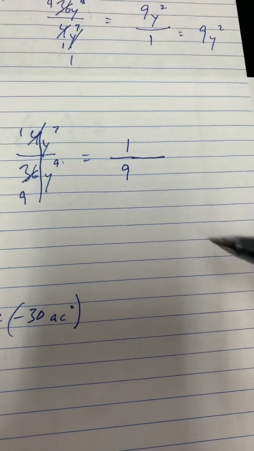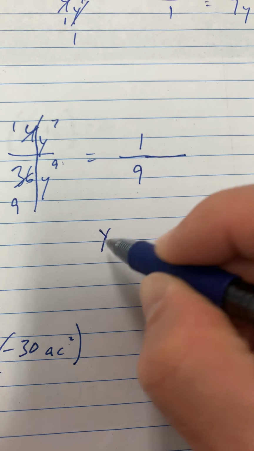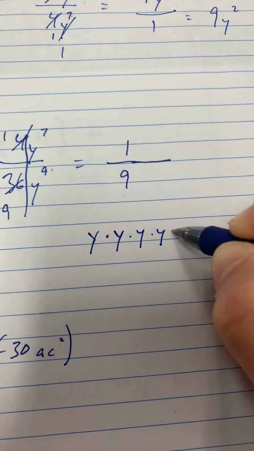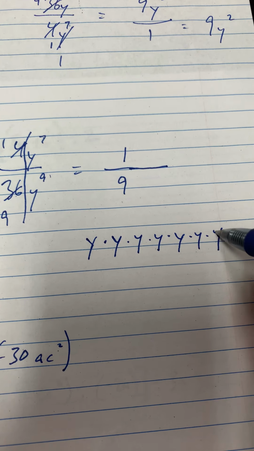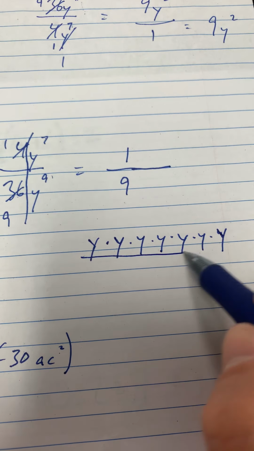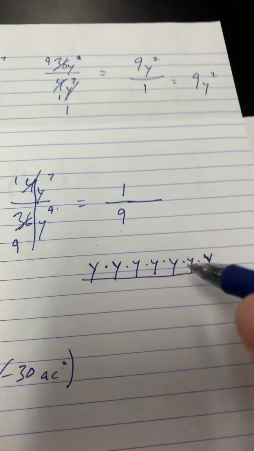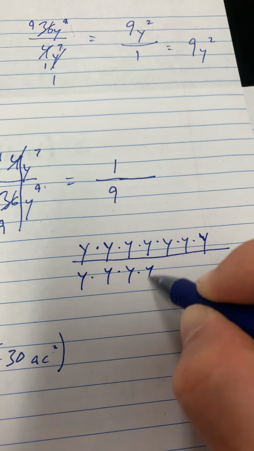Now, let me show you how you can also look at this. If we took y to the 7th and factored that out, so y times y times y times y times y times y times y, over, that's 1, 2, 3, 4, 5, 6, 7. So y to the 7th, and I put y to the 9th down here.